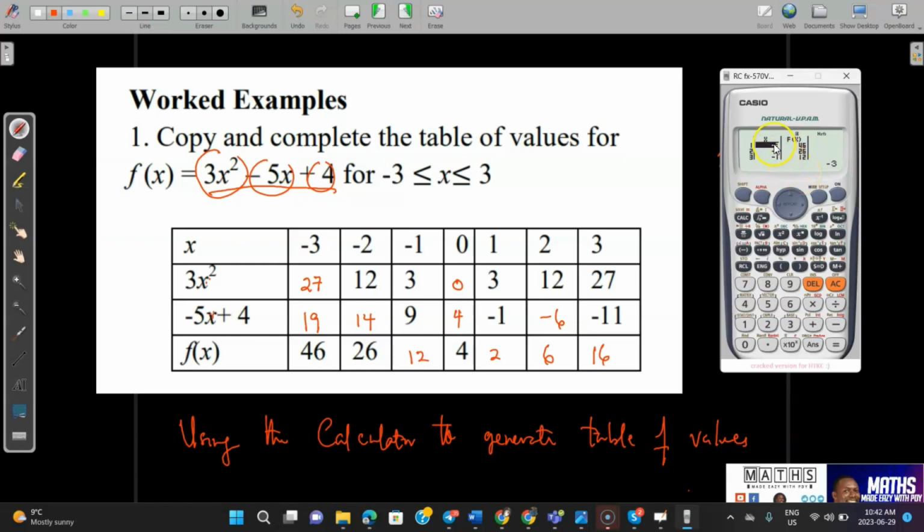Yes, please. So when x is -3, f of x is 46. When x is -2, f of x is 26, sorry. When x is -1, f of x is 12. You see the others are not displaying, so you have to use the navigation key to scroll down so that it will display the other entries.